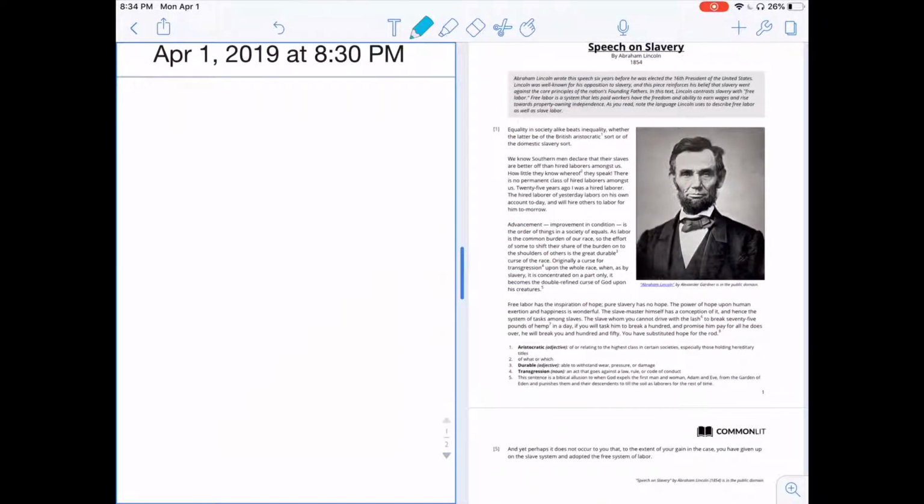Now this one is called Speech on Slavery by Abraham Lincoln. It's important to note that this was before his presidency, where he was already very anti-slavery. So the first step is going to read the first paragraph to identify the claim.